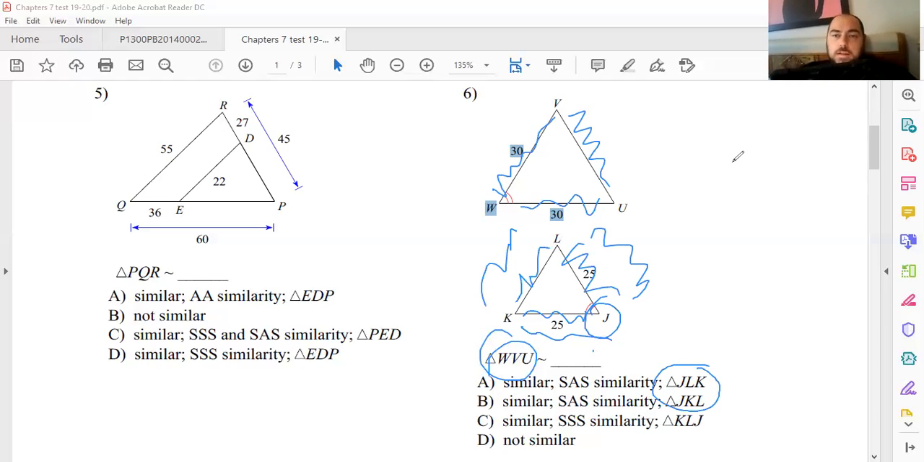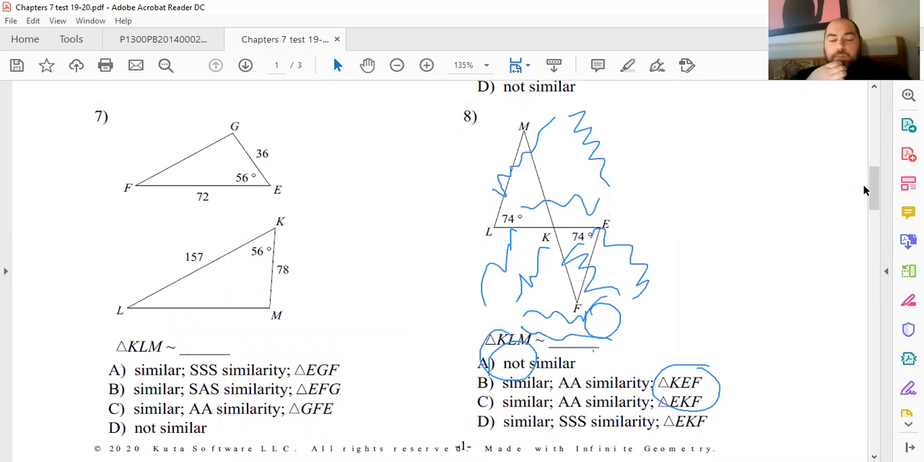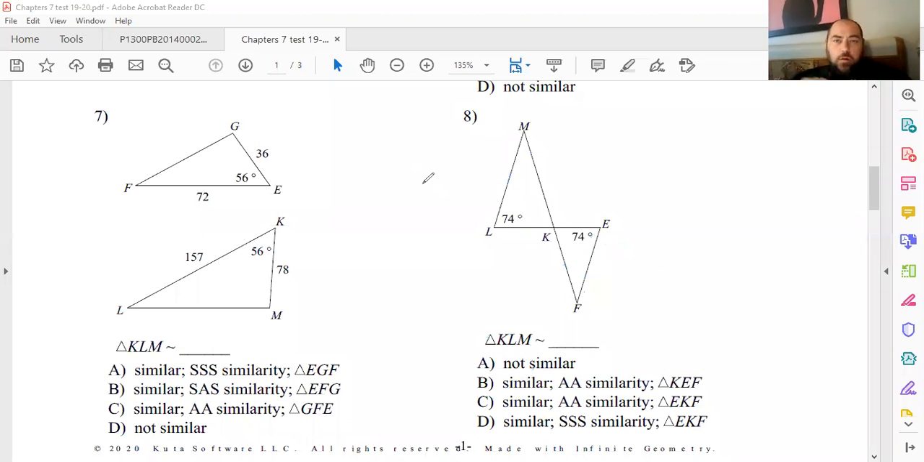So let's exit annotation mode. That's disconcerting. Okay, so let's do these two. Let's clear the drawings. Annotate, clear. Okay, so 7.